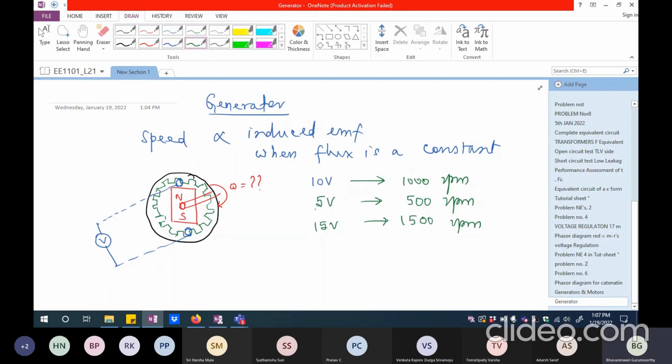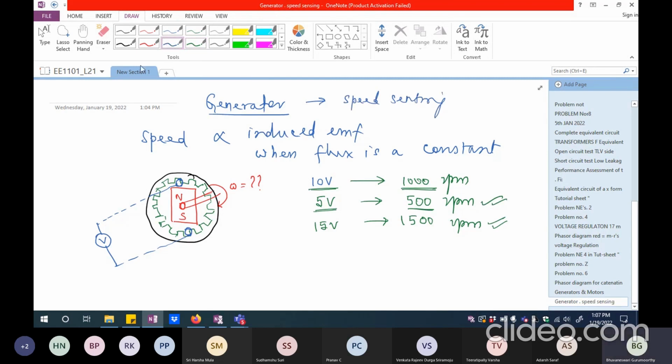What do you mean by calibrating? I should know already by some means that my particular shaft is rotating at 1000 RPM, and at that point I'm getting 10 volts. I will cross verify this. Again, I will rotate it at 500 RPM and see whether I'm getting 5 volts. So I know now that whatever voltage is induced, I should multiply that by 100 to get the speed in RPM, revolutions per minute. So the generator action itself can be used as a speed sensing mechanism.